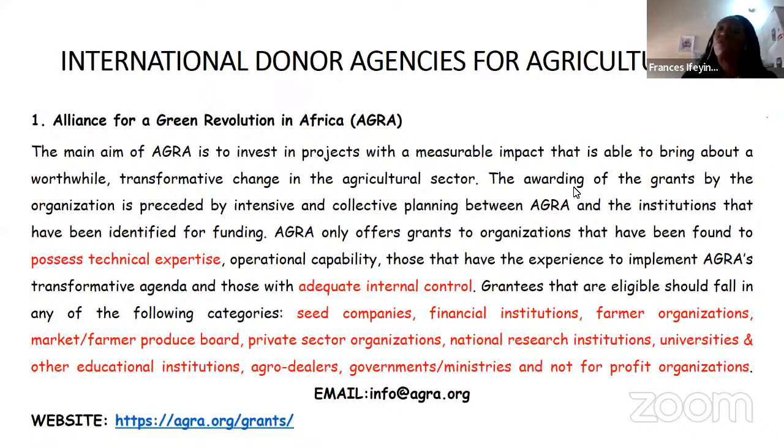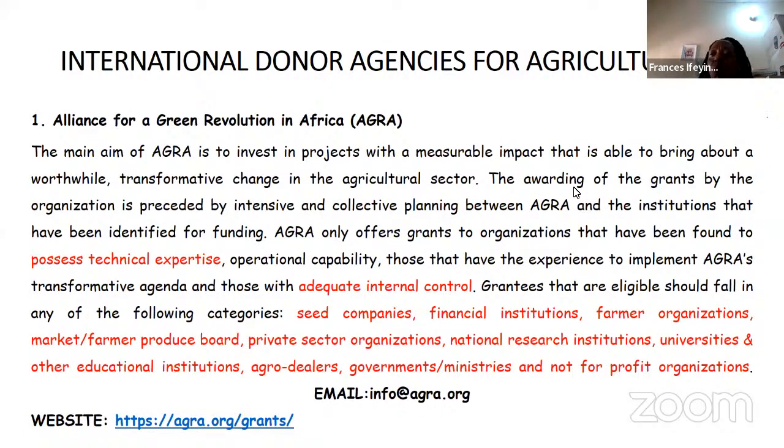We are going to go now into a summary of donor organizations that invest in agriculture. Some we may know of, and some we may not know of. The first on the list is the Alliance for a Green Revolution in Africa. The main aim of this organization is to invest in projects with a measurable impact that is able to bring about a worthwhile transformative change in the agricultural sector.